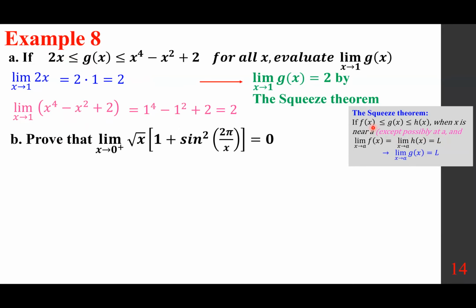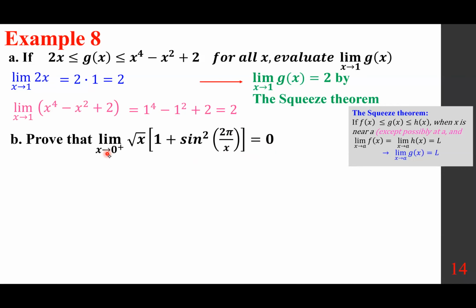Prove that the limit of square root of x times the bracket 1 plus sine squared of 2 pi over x is equal to 0 as x approaches 0 from the right. Now, this you have to get creative. So I'll show you methodologies and then you can use them when the time comes to handle this.